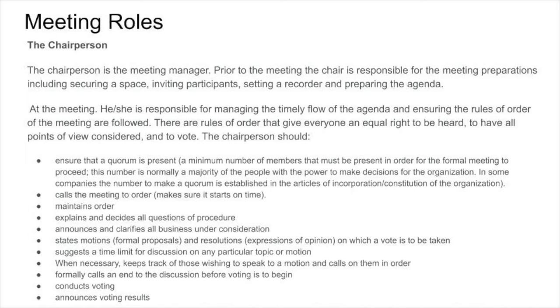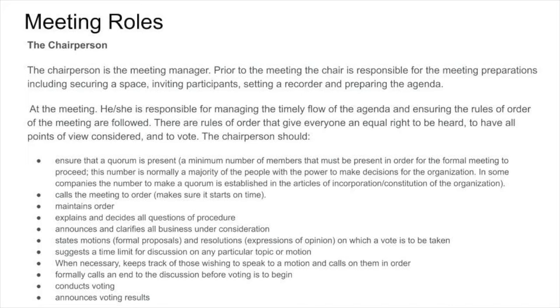Meetings can go out of order very quickly unless there are some agreed upon rules, like how long a person can talk, or if they want to change something. We have something called Robert's Rules of Order, which is a system that is used in order to manage meetings. Now, in a very formal meeting, Robert's Rules of Order are used all the time.